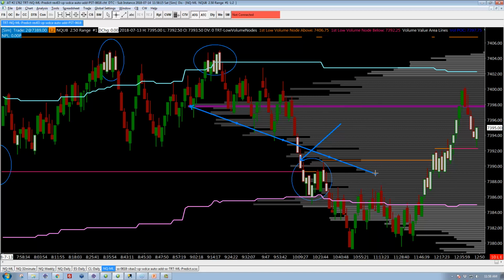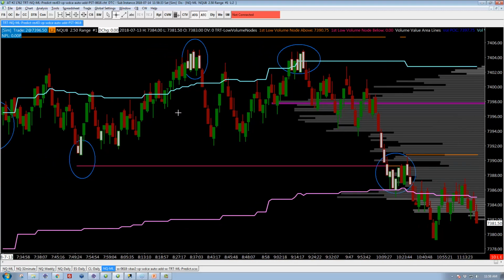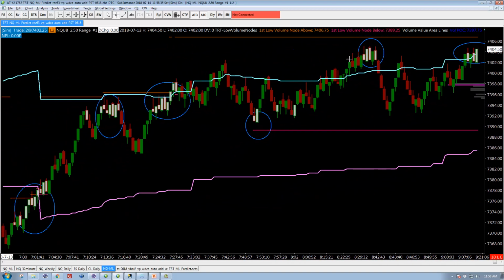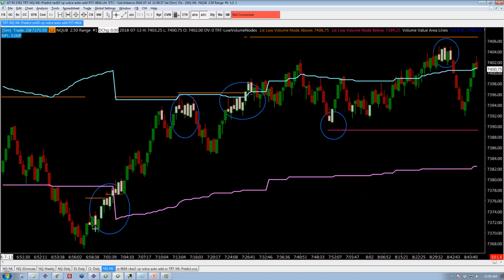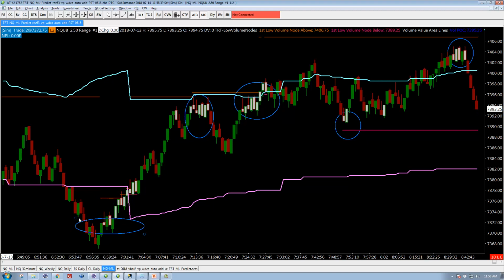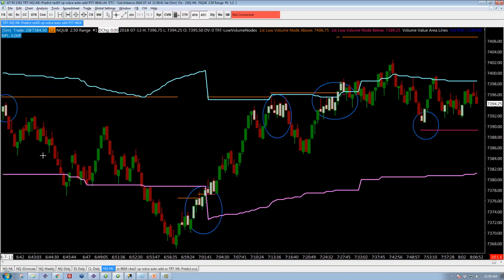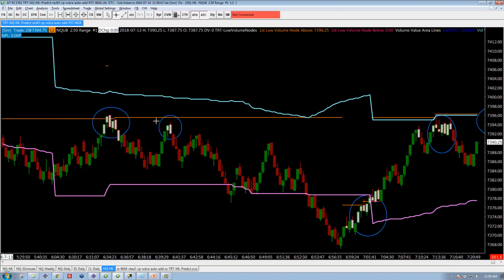So the obvious test is low volume nodes outside the value area. That's brain dead easy to figure out. That's what I'd like to test and see how that works. How often does this happen? I can look at this and go, I would love to get in there, or there, and here. And this one, I'm not outside the value area, so I'm going to miss that.